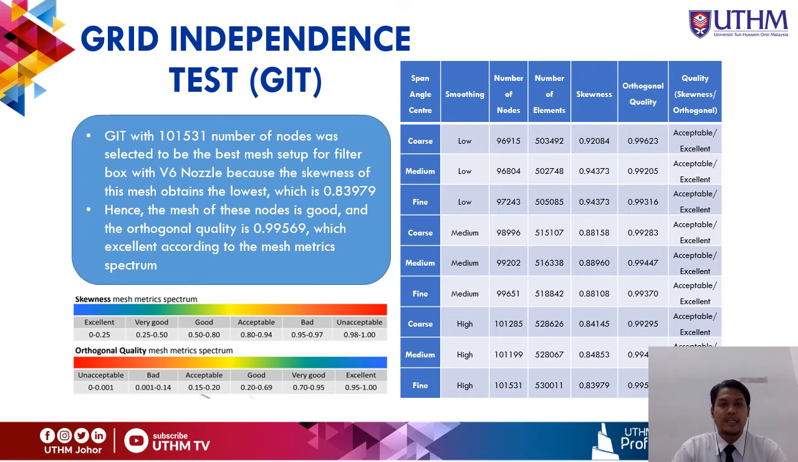This is my grid independent test, GIT. GIT with 101,531 nodes was selected to be the best mesh setup for the filter box because the squareness of this mesh obtained the lowest, which is 0.83979. Hence, the mesh of this node is good, and the orthogonal quality is 0.99569, which is excellent according to the mesh metric spectrum, as you can see at the figure below this.